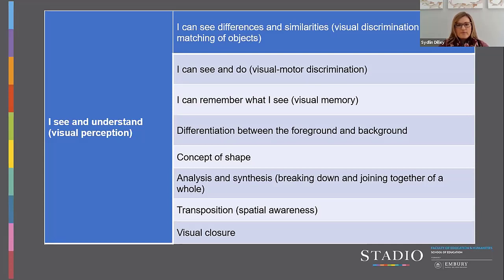So if you think about this relating to formal schoolwork, why would you need to discriminate visually between different things that you've seen? Now, for example, when you're learning about handwriting, you will need to discriminate with the B and the D, which one faces the right direction. Now, if your visual discrimination skills are not well developed, you won't be able to tell the difference between those two.